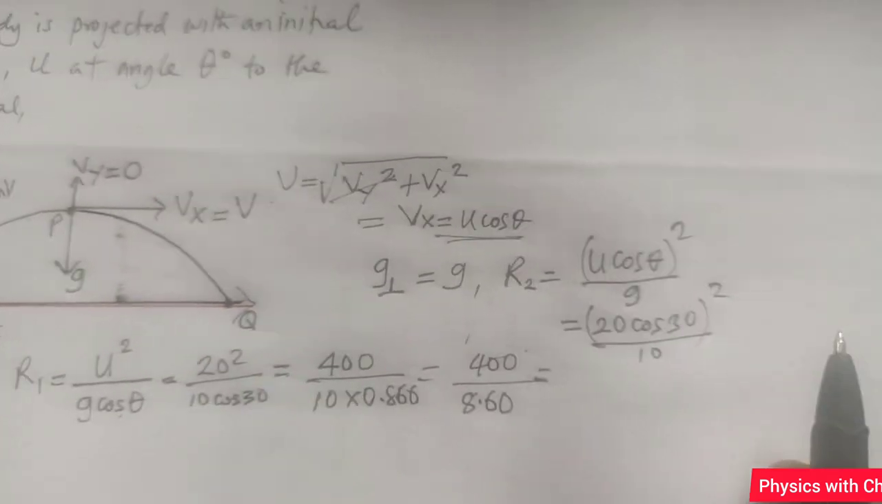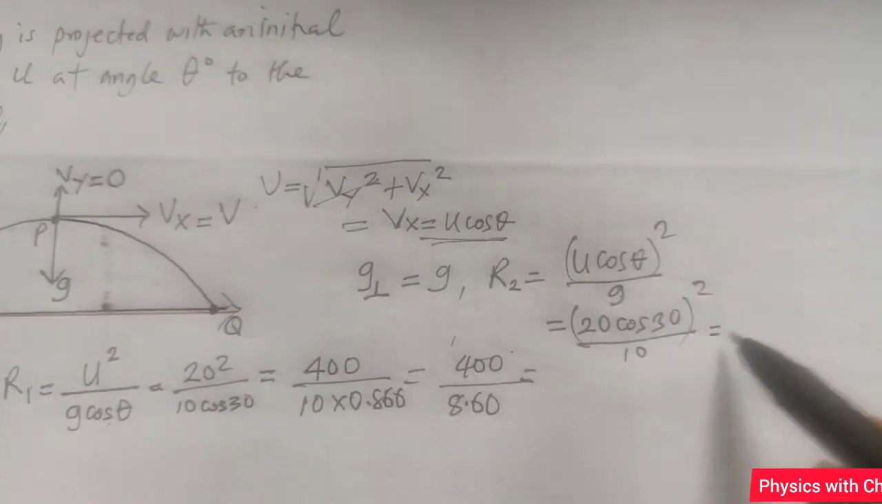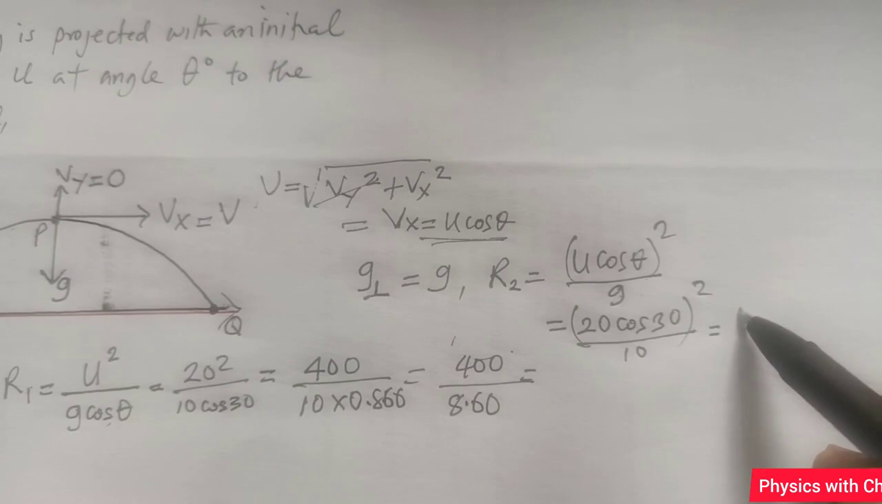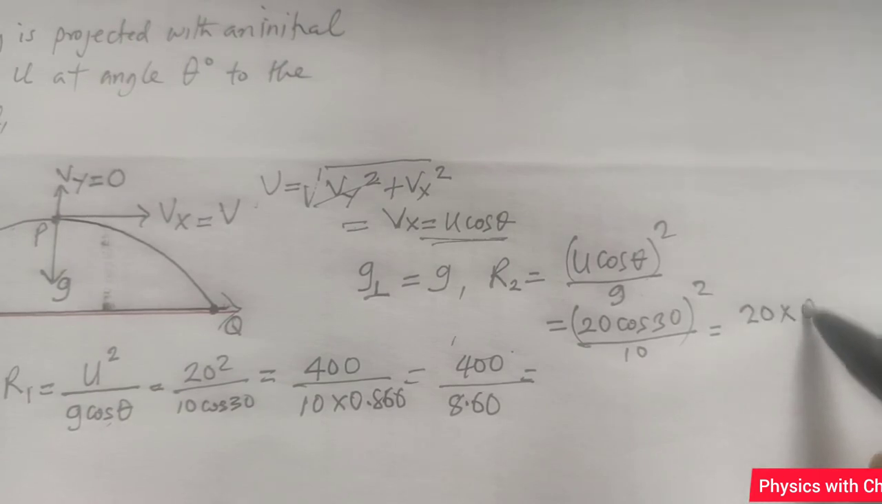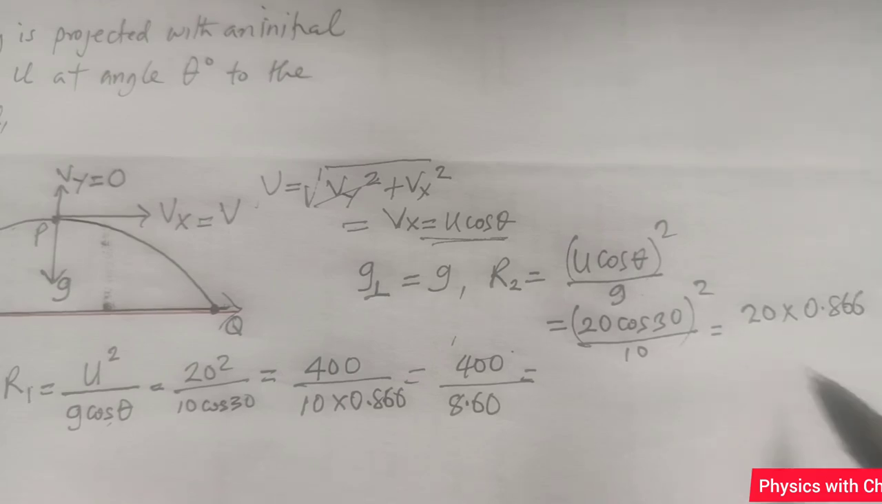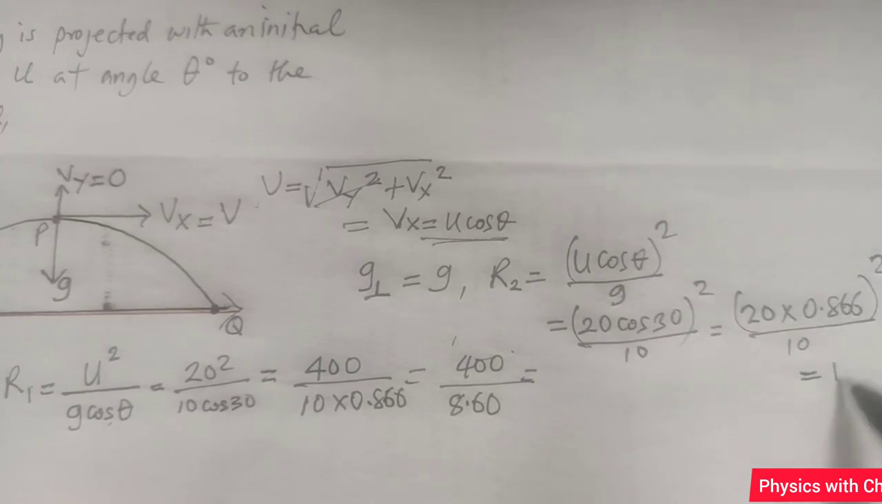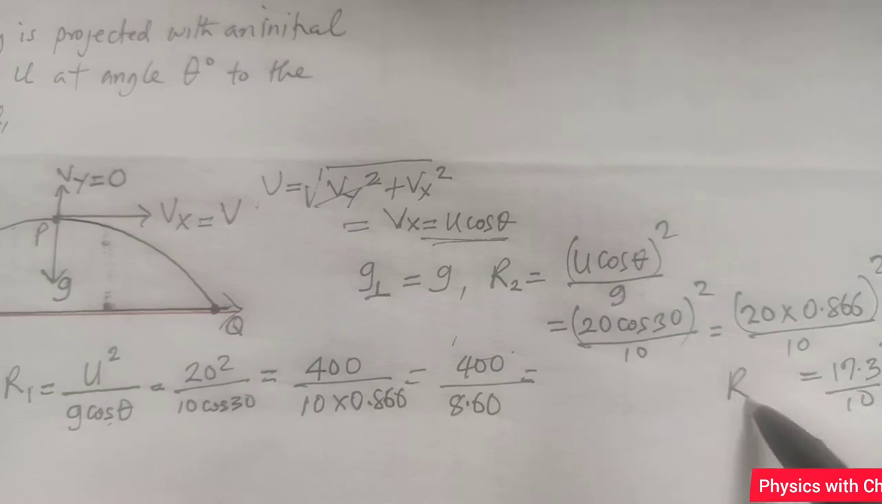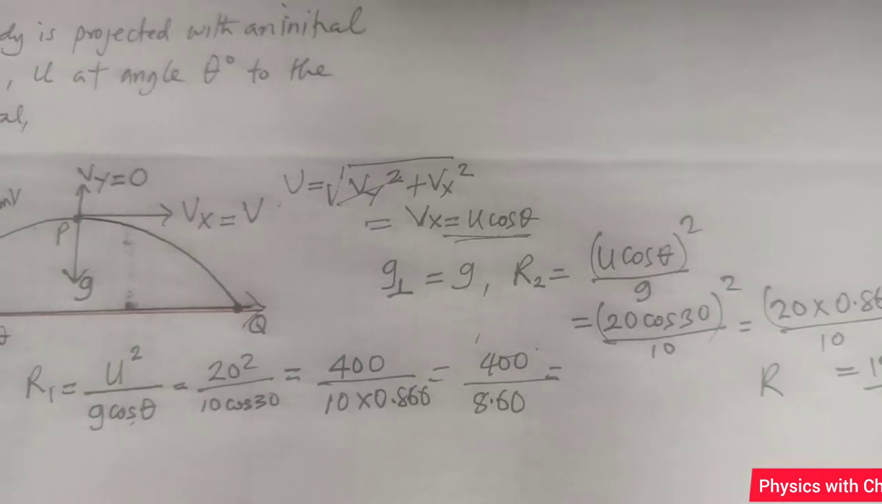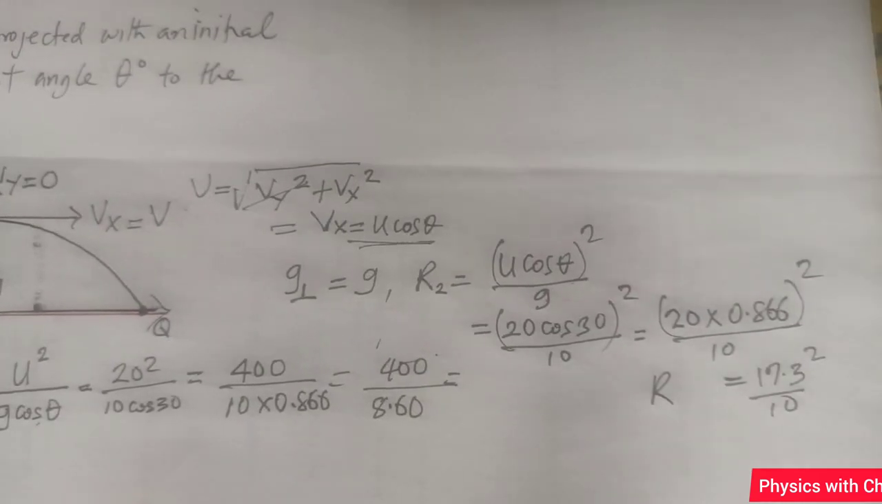Okay, I'm sure you are there with your calculator, so you can compute this for me quickly. That's 20 times cos 30, 0.866, okay, divided by 10. Remember, you have to square this. So this times this should give me 17.3 squared divided by 10. So that gives me the radius of curvature at point P. You can use your calculator and complete that solution.